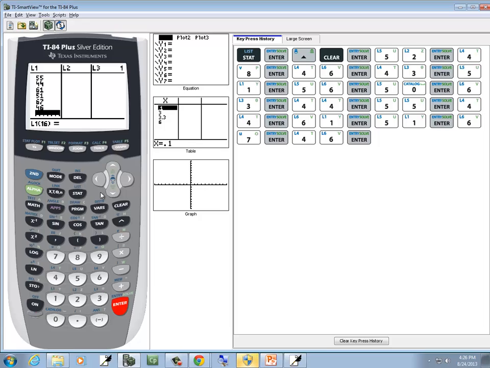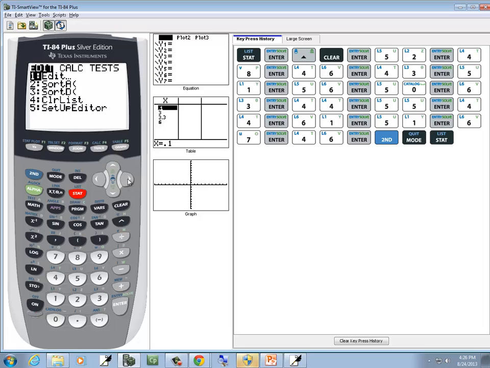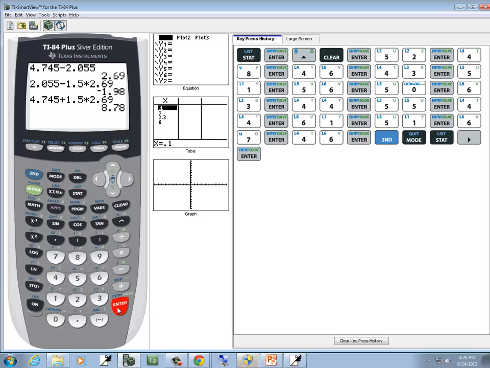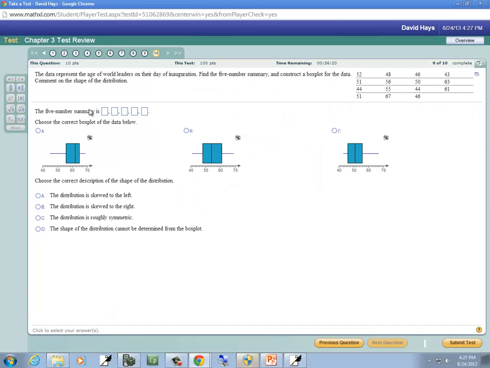Okay, so now I'm going to exit out, do second mode. I'm going to do my stat, right arrow to calc, choose one-variable stats, and press enter. Again, it assumes L1. Then I'll down arrow till I can't do it anymore. The bottom 5 numbers are our 5-number summary, starting with the min. So we're going to have 43, 46, 51, 56, and 67.